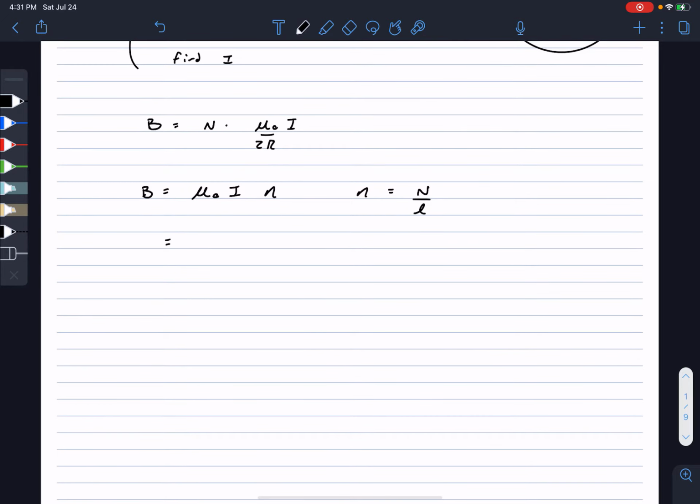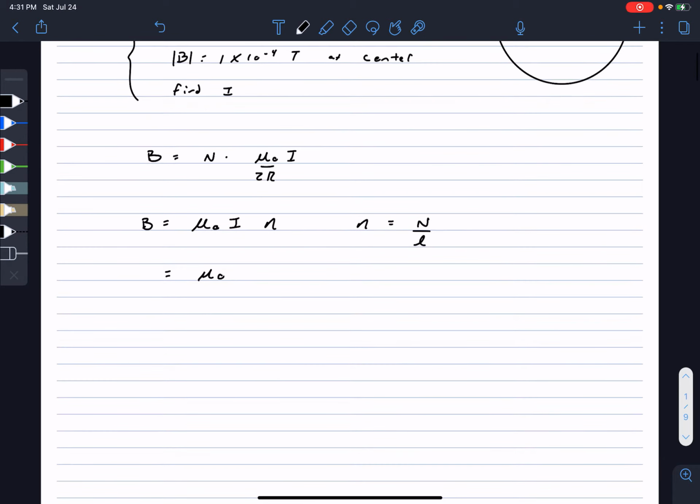So we know what our B field is. Let's just write it out like this: 1 times 10 to the negative 4 Tesla. And then we'll take these things to the other side. That's going to give us 1 over 4 pi times 10 to the negative 7 Tesla meters per ampere, and then we're going to have overall length over the number of turns. And that's going to give us our current that we're looking for.